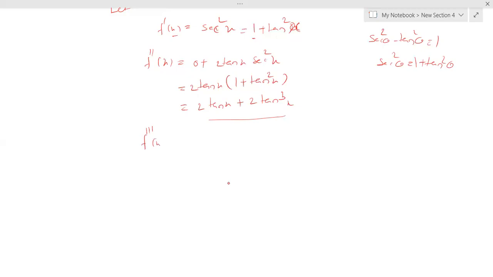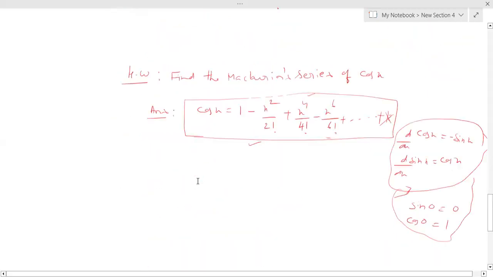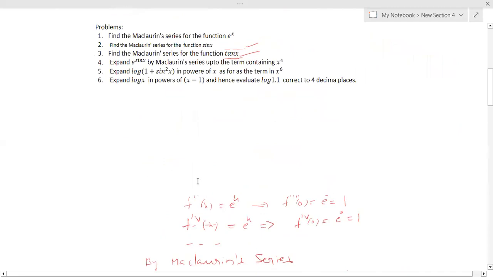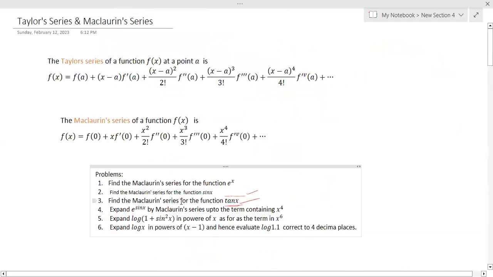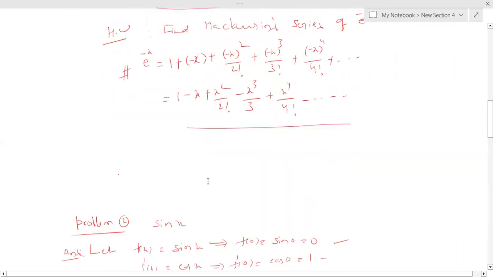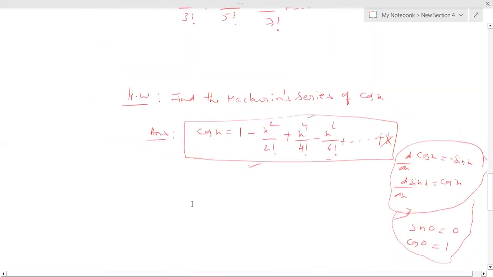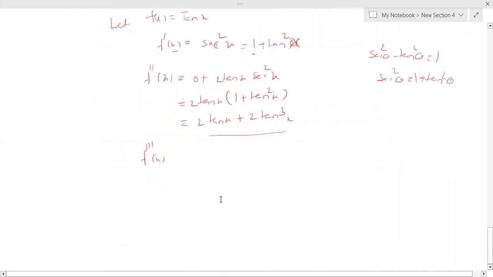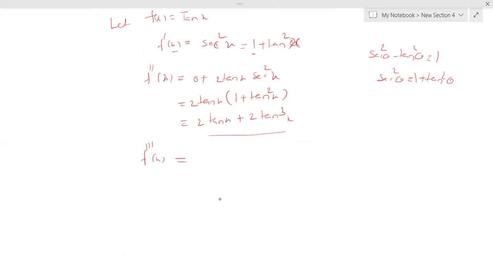One more thing here in the problem: they asked to find the Maclaurin series for the function up to x power 4. That means you must find the fourth derivative. Without any mention, it is as you wish: either you can find three terms only, first four terms only, or five terms only. Suppose they ask up to the x power 4 term, then you must find derivatives up to the fourth derivative.